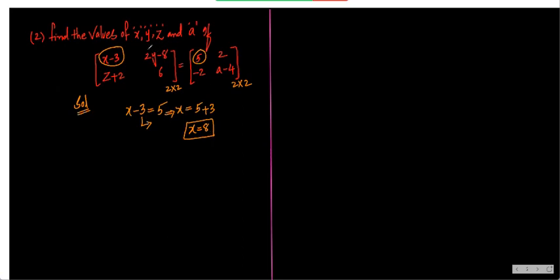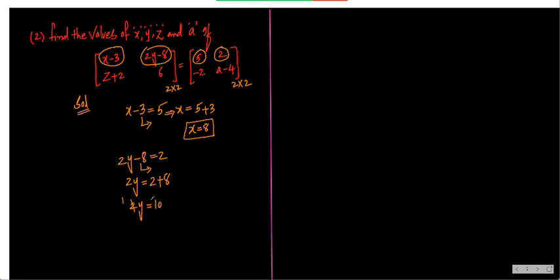Now second element. This 2y minus 8 is equal to this 2. Each and every element must be equal. So then we say 2y minus 8 is equal to 2 again. Minus 8 we can bring that side. So we're getting 2y is equal to 2, and 8 will go that side and becomes plus. This is 2y is equal to 10.